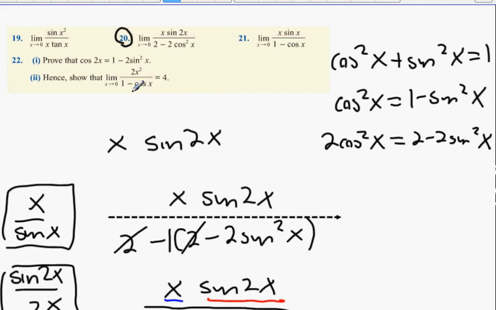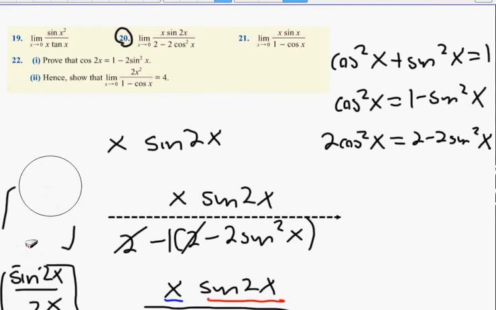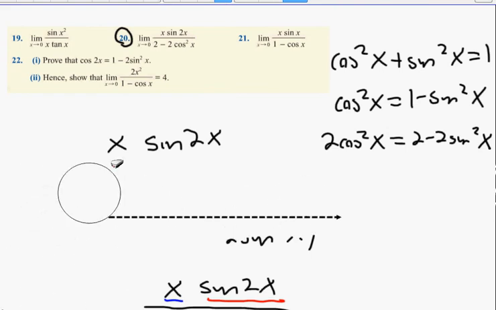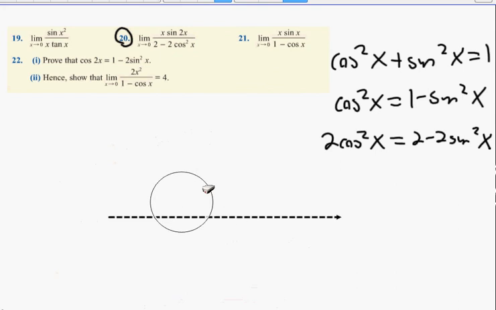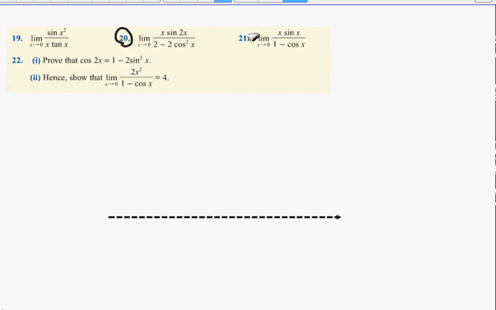Now, number 22 is quite a difficult one. Okay, first thing, prove that cos 2x equals 1 minus sine squared x. Okay, so what I can do is this. I can go to my tables. Are you listening, guys? I can go to my tables and I can read the formula for cos 2x.